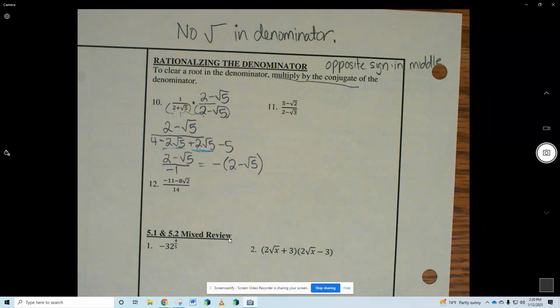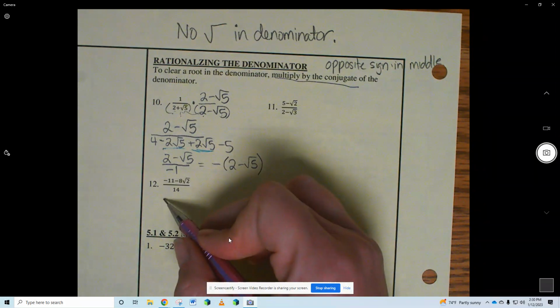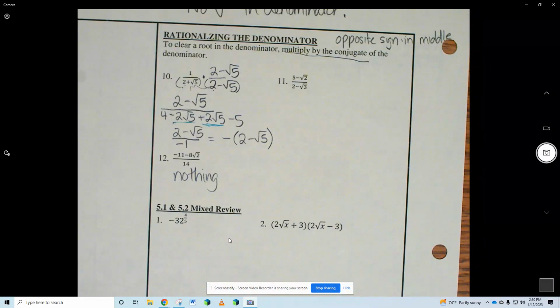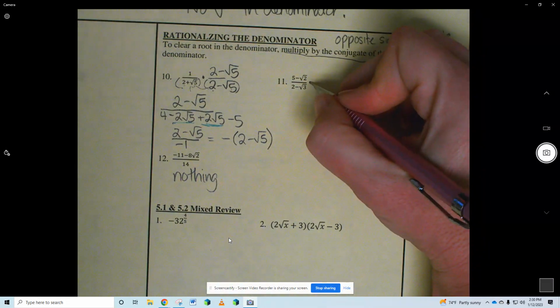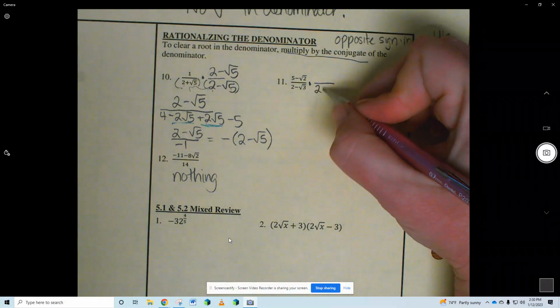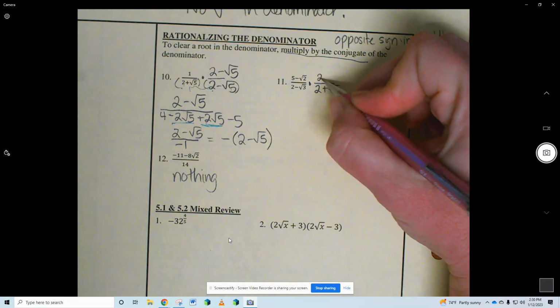Okay. Real quick on number 12, there's nothing you can do. It's fine as it is. So number 12 is nothing. But number 11 is kind of hefty. Multiply by 2 plus rad 3, top and bottom.